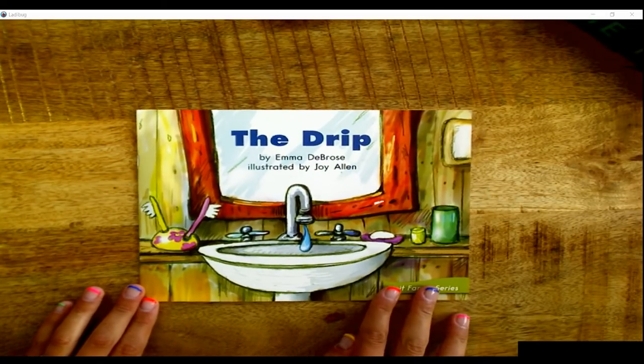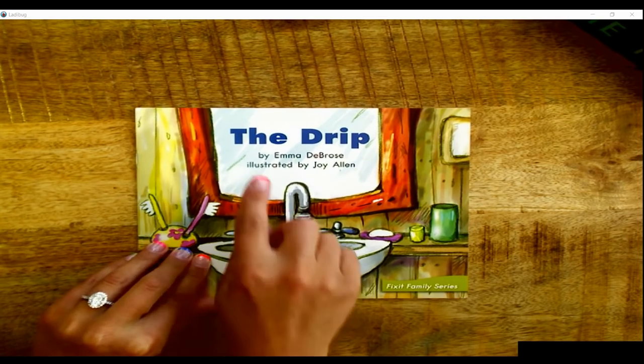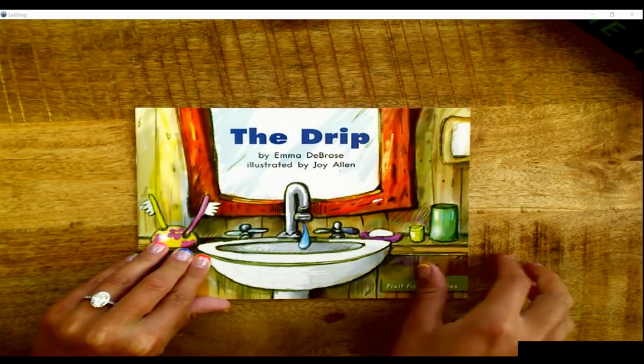we are going to be reading for the purpose of identifying the problem and the solution. To do that, we're going to have to look at the key events that occur in the beginning, middle, and end. So let's get started reading The Drip.